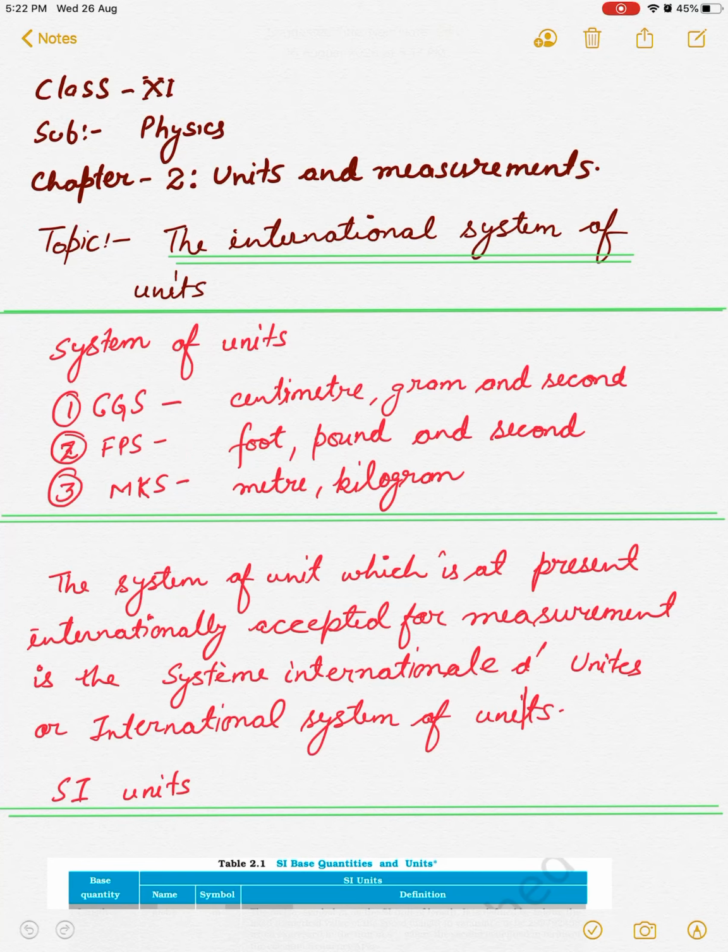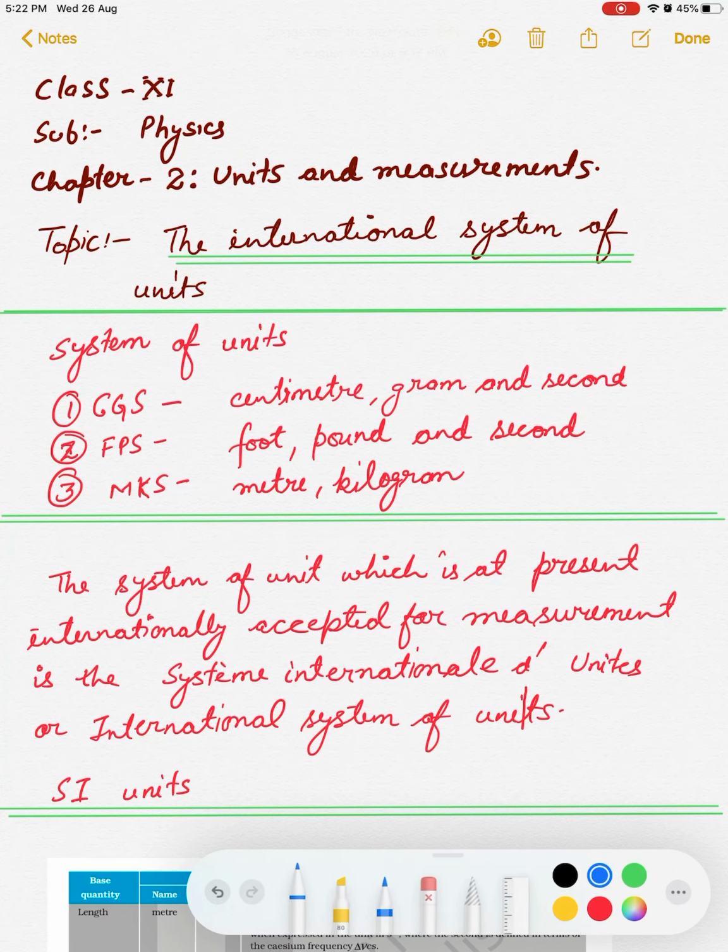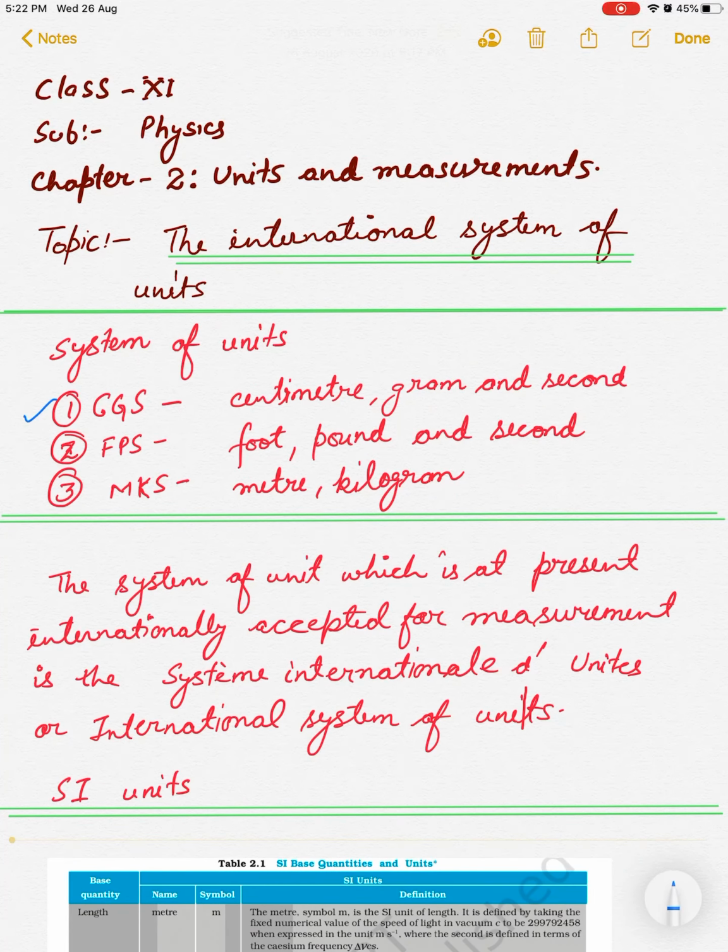You can see here the systems of units that were used. The first one is the CGS system. In the CGS system, the units of length, mass and time are centimeter, gram and second respectively. Similarly, in the FPS system, the units of length, mass and time are foot, pound and second respectively. And in the case of the MKS system, the unit of length is meter, the unit of mass is kilogram and the unit of time is second, as in all cases. So these were the systems of units used in different countries.